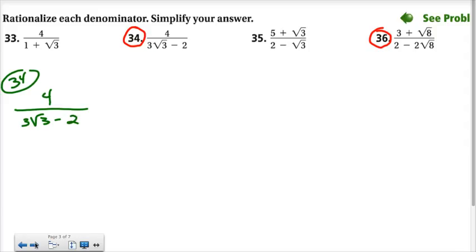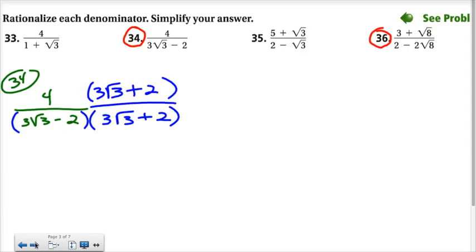So here I have 3 square roots of 3 minus 2. And I know that in order to eliminate the radical in the denominator, I have to multiply that by its conjugate. And its conjugate is going to be 3 square roots of 3 plus 2. You keep the same terms. So you keep the 3 square roots of 3, you keep the 2, but you change the sign in between them. So my focus is going to be on my denominator first. I want to make sure that this is going to work out to be an integer when I get done.